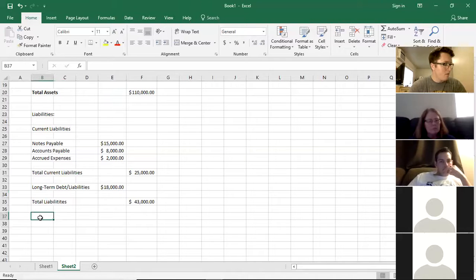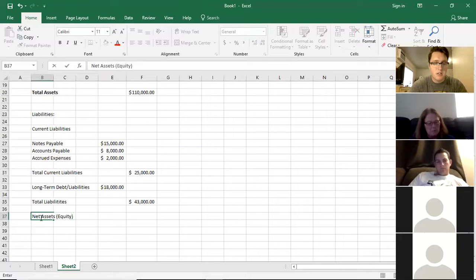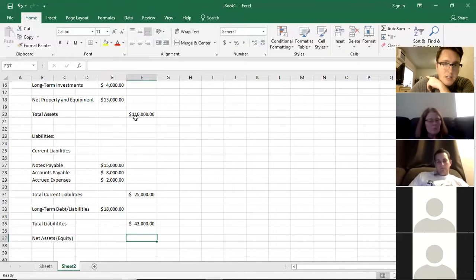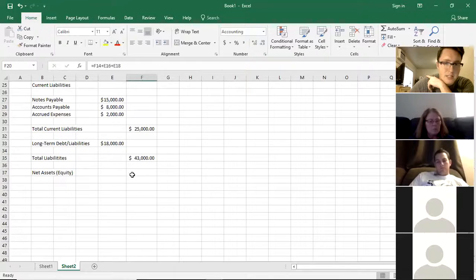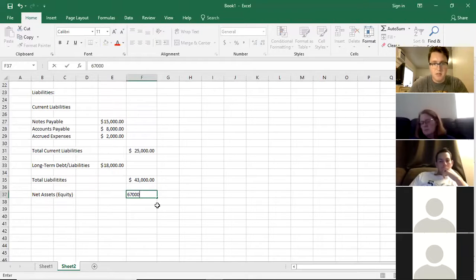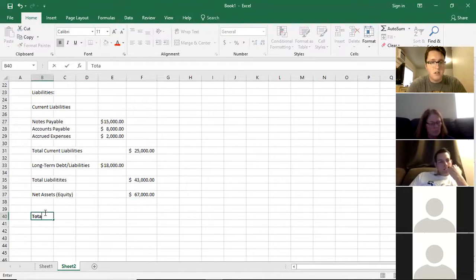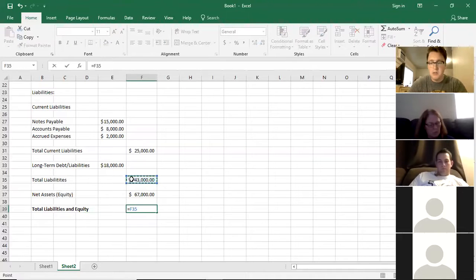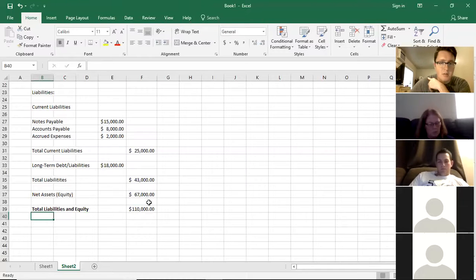So now our equity, which is also sometimes called net assets if you're in a not-for-profit hospital, needs to finish the balance so that when we add it back to our total liabilities, the total should equal what we calculated for our total assets. So we should be looking at, let's see, I think we're looking at 67,000, right? And then our total liabilities and equity is just going to be here. Total liabilities plus net assets or equity.